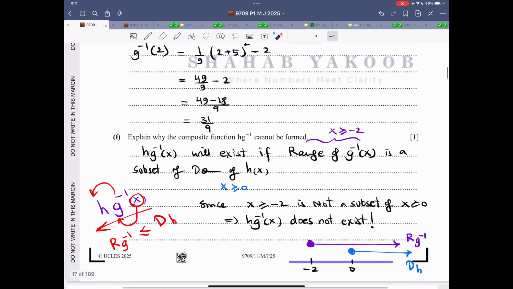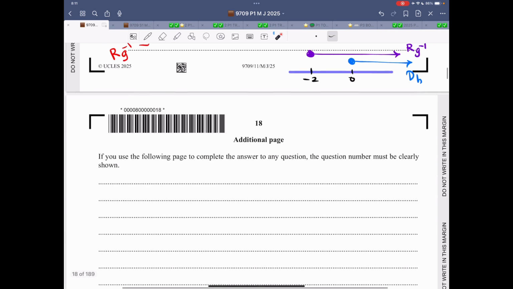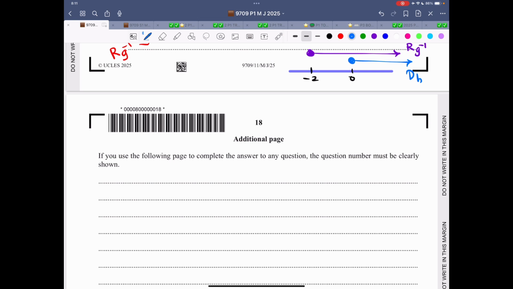So they have asked this question after a very, very long time. So that is how this particular paper, which is May-June 2025, the first variant, which is known as variant 1.1, is all done and dusted.